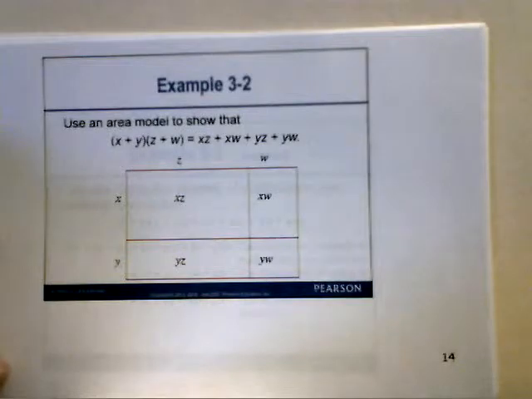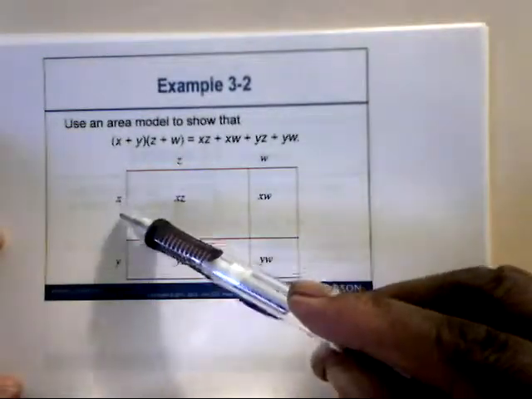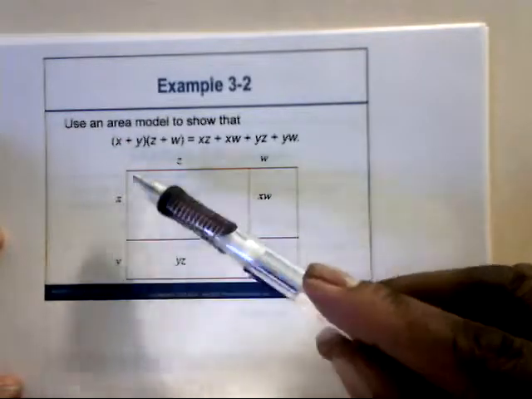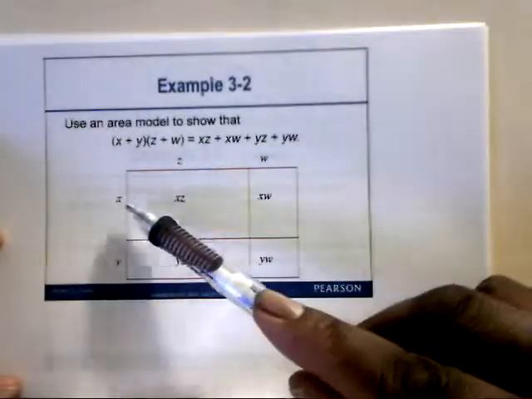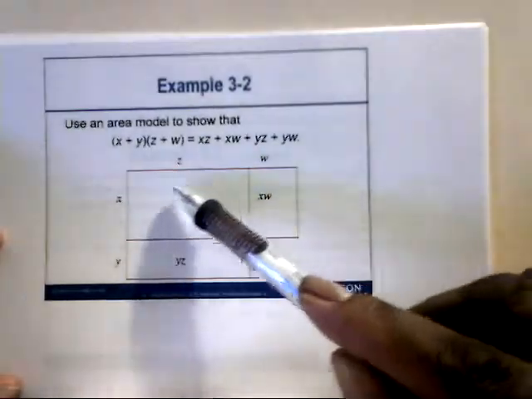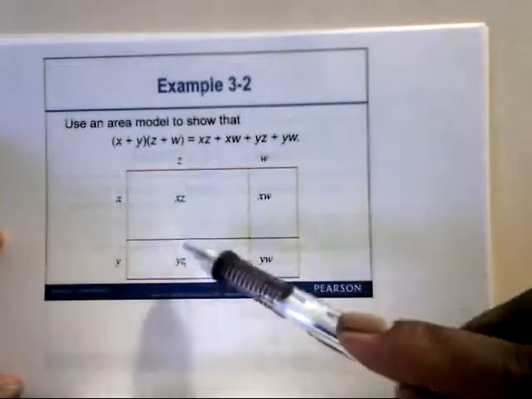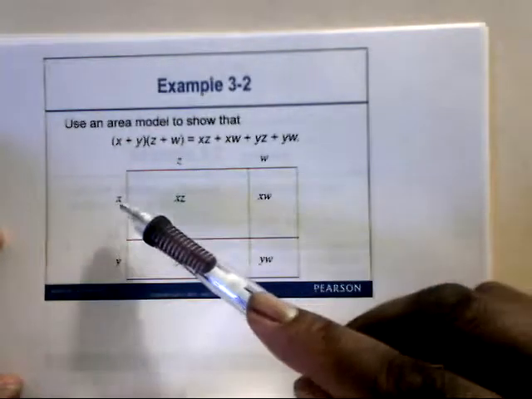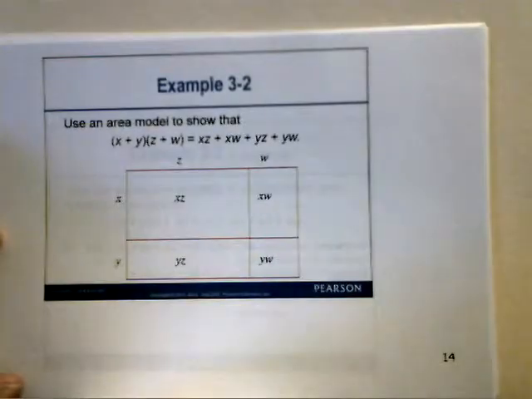Let's say we want to use an area model to show that x plus y times z plus w is equal to xz plus xw plus yz plus yw. Okay, if we use the area model here, on the left side you can have x and y. Across the top will be z and w. Okay, and then you multiply each one of these to get what's inside the box. Like x times z will be xz, and then y times z will be yz, and then you got x times w will be xw, y times w will be yw.